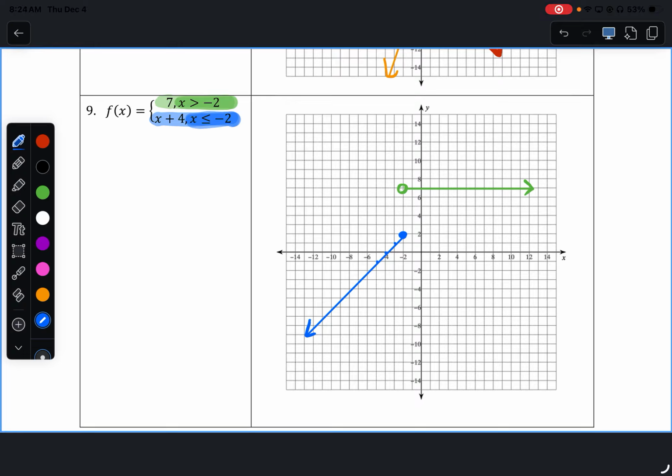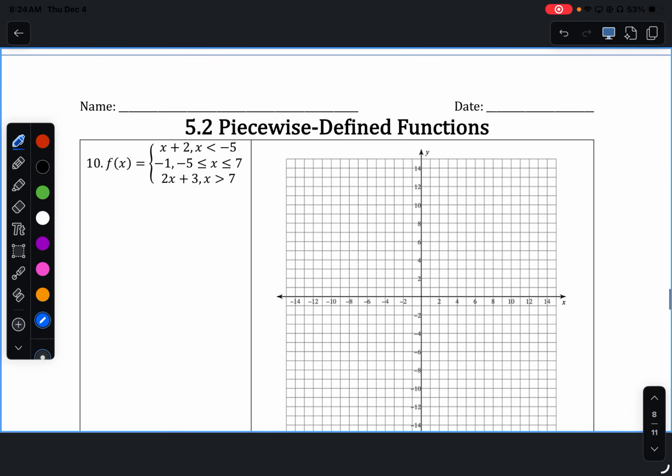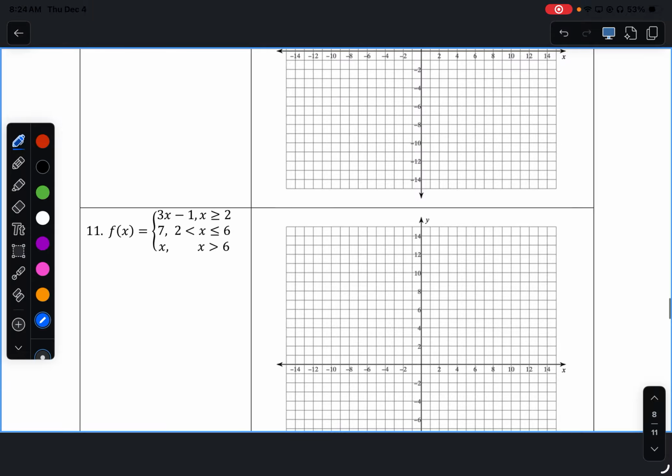Okay, so we talked about the first page of this. We did questions 1 through 6. The second page of this, we also did questions 1 through 6. So now we're going to look at the 5-2 page. And on 5-2, we're going to do questions 4 through 7.